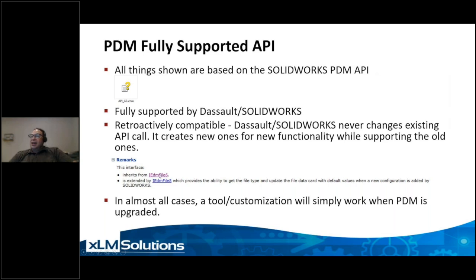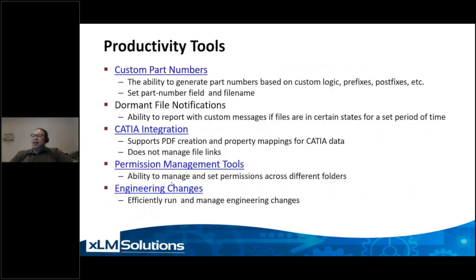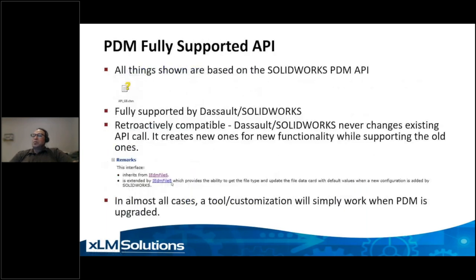In one version of PDM, they had a class called IEDM file 6, which represents certain functionality. They made changes to that in newer releases of PDM. So instead of changing this class, they add new classes with a new number that has that new functionality in it for users to use, but they won't change or modify the old functionality. So that really shows that it is fully backwards compatible.